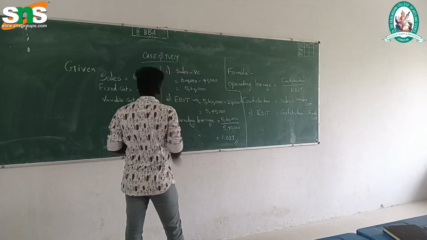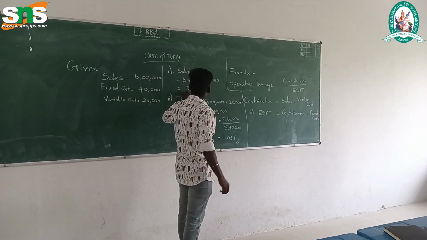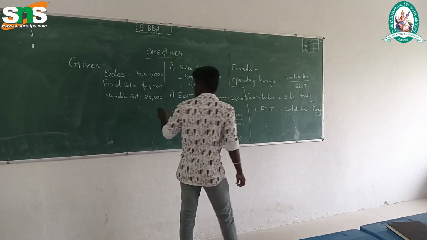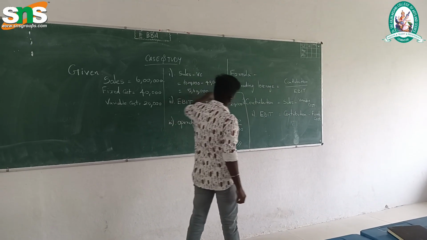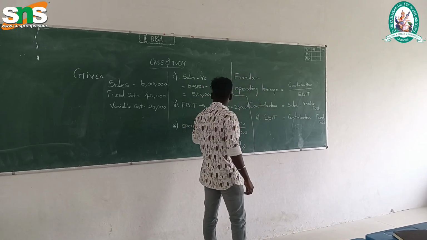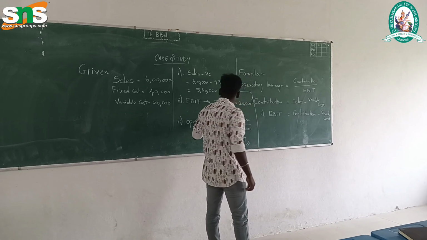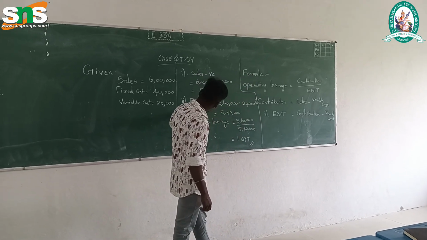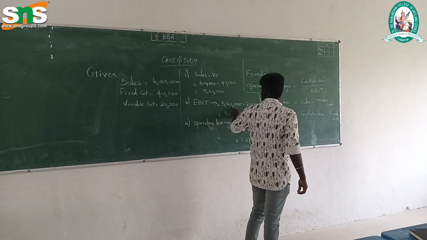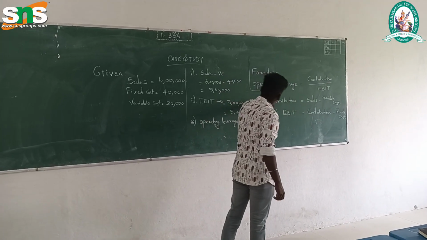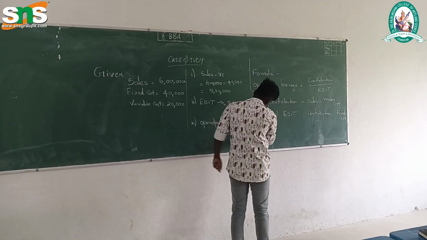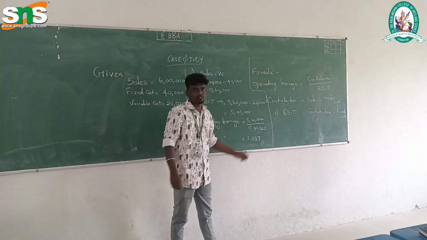Sales equal 6 lakh minus variable cost 20,000 equals 5,60,000, which is the contribution. EBIT equals 5,60,000 minus fixed cost 40,000 equals 5,20,000. This is EBIT. And operating leverage equals contribution 5,60,000 divided by EBIT 5,40,000. By dividing, we should get 1.03.